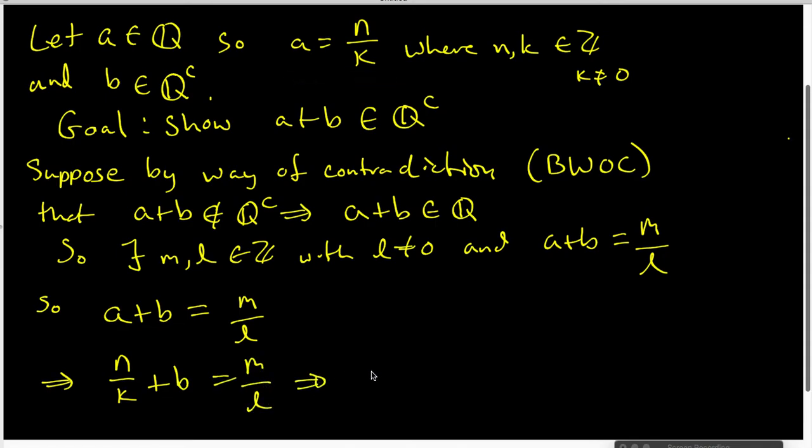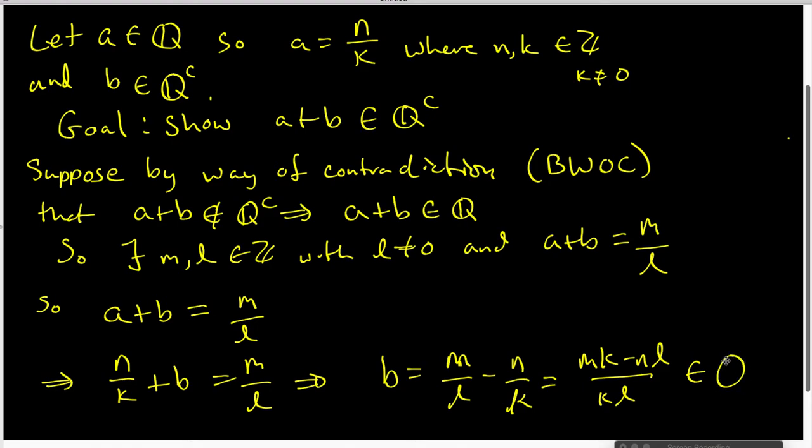But that's going to tell me that b is equal to m over l minus n over k. And I know how to express this. That's (mk minus nl) over kl. And that is a rational number, which contradicts the main hypothesis that b is an irrational number.